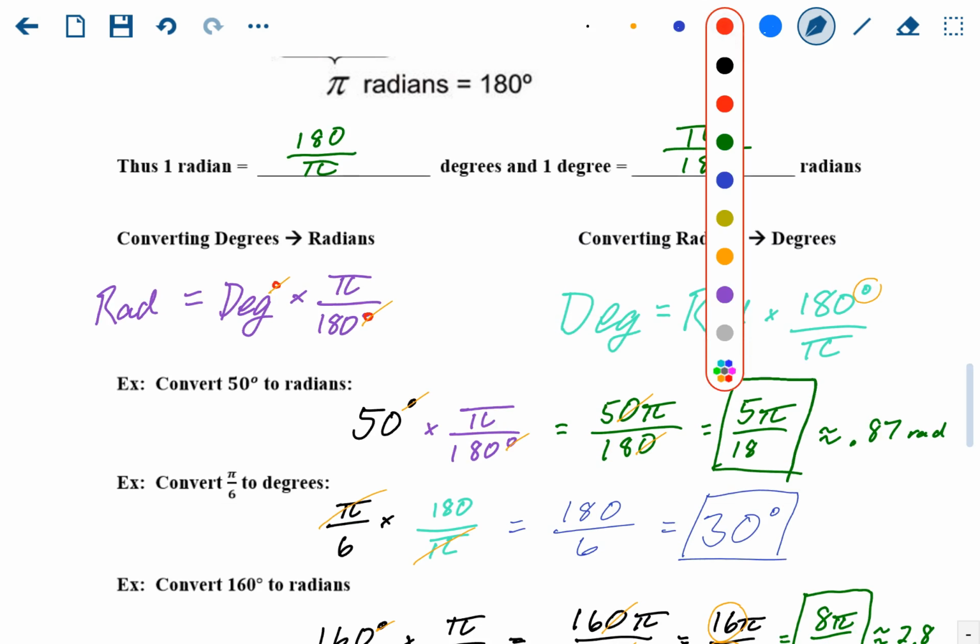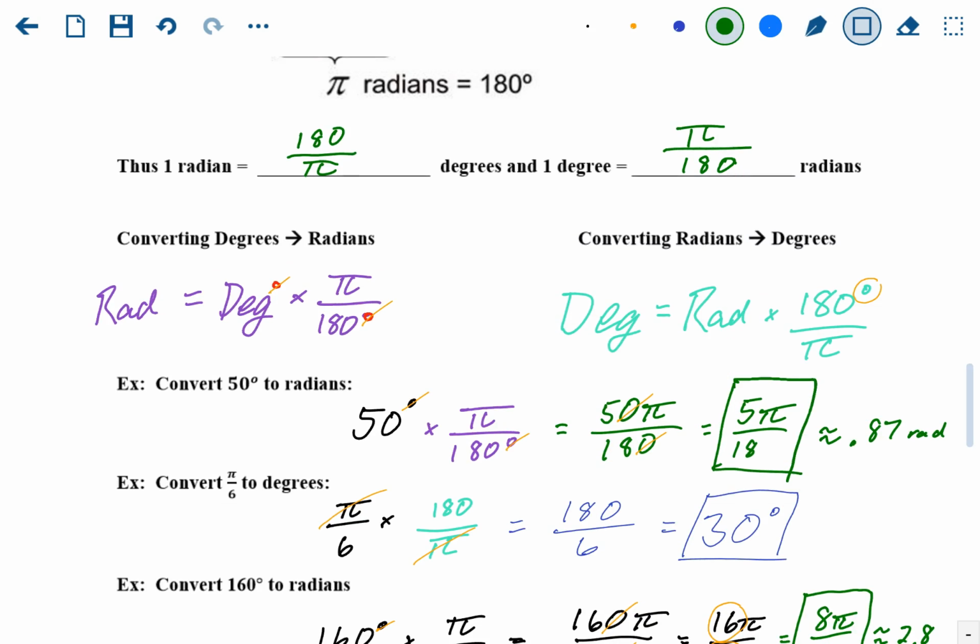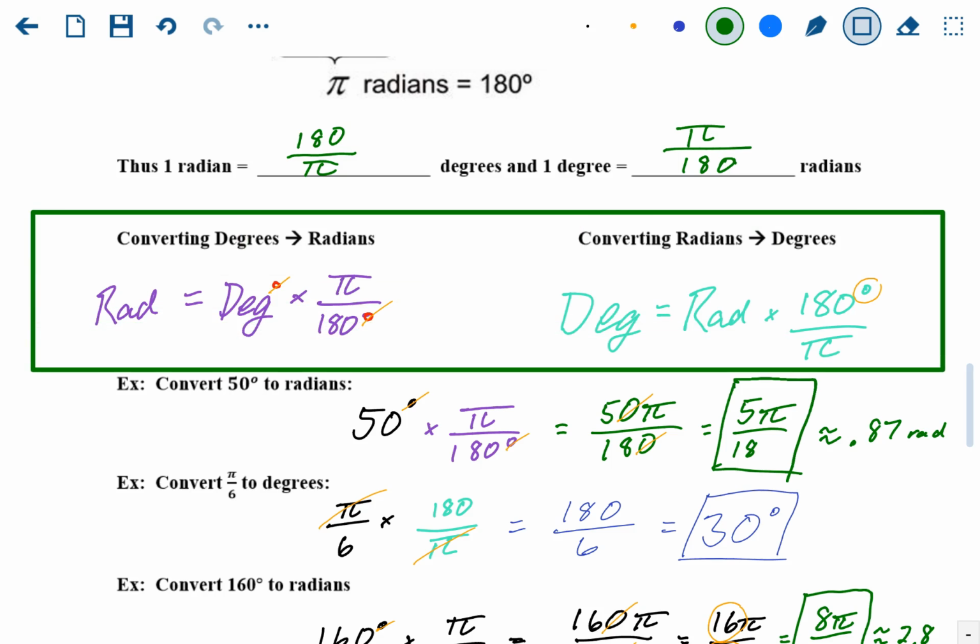All right, so that's kind of the intro to radians. Now, again, the key to this, you don't really need to know how to define radians. You should be able to visualize it. But the key for this lesson and for the homeworks is that box. How do you convert between forms?